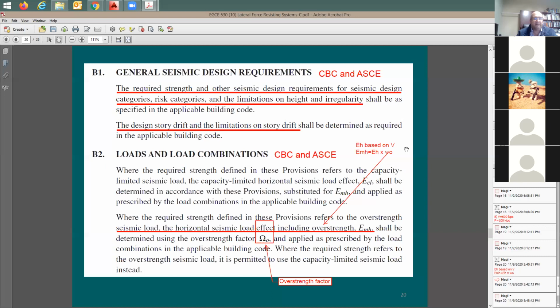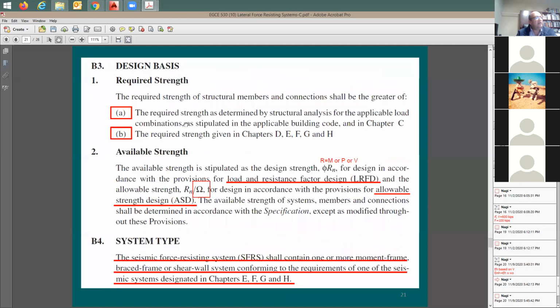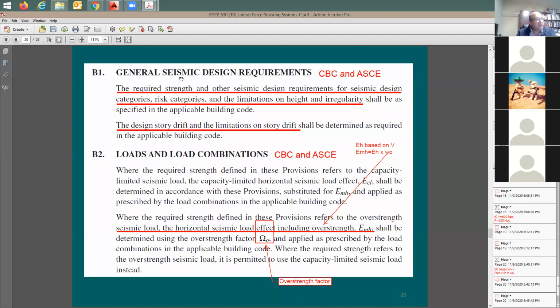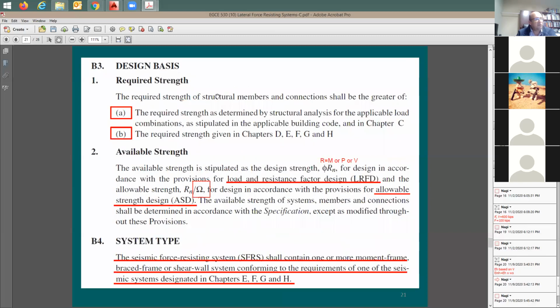So if I'm saying it's going to be designed to support EH, it means that is now the demand. Now, which members are designed for EH and which members are designed for EMH, you're going to find them in these chapters. In these chapters here, like D, E, F, G and H, which means all of these chapters for the member design, you're going to see exactly in the moment frame which sections or members are going to be designed for EH and which members you need to design for EMH. This is why it refers you back to the chapters.